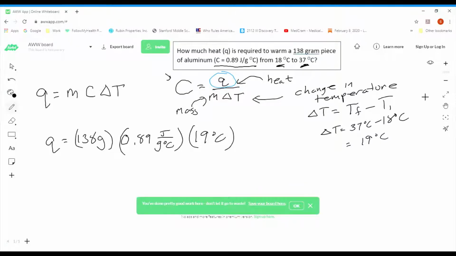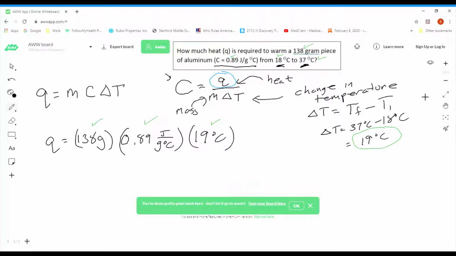So we have our M. There's our mass, M. We got the M from the problem. Our C was given in the problem. And our delta T here, we calculated it over here, and that came from calculating the initial temperature and the final temperature. So we can go ahead and finish off the problem.